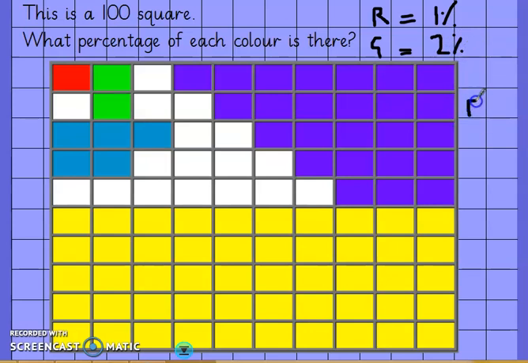We've got blue, which equals 5%. We've got purple, which you need to count up. So 1, 2, 3, 4, 5, 6, 7, 8, 9, 10, 11, 12, 13, 14, 15, 16, 17, 18, 19, 20, 21, 22, 23, 24, 25.